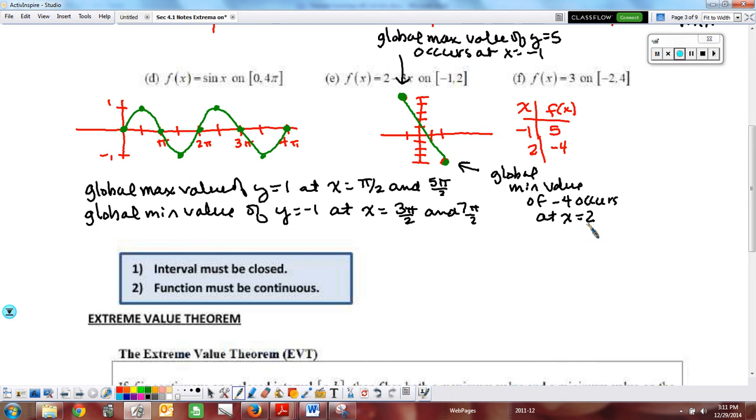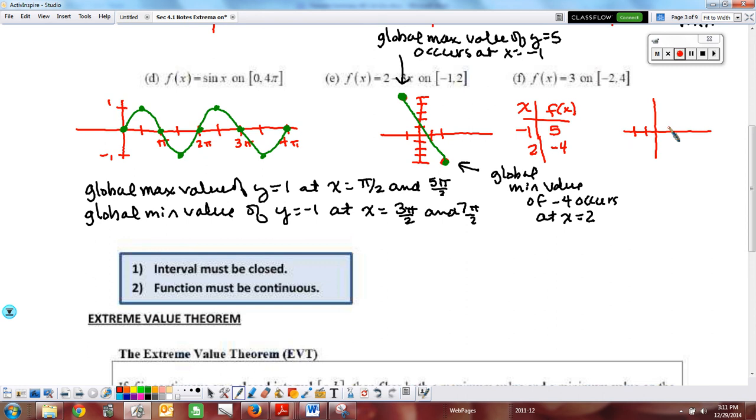And so you can simply, by examination, hopefully you're starting to see how the extreme value theorem works. It's a fairly easy theorem overall. One more special case that we want to look at. Let's take a look at f of x equal to 3. And we've changed our interval, I don't know why, -2 to 4.